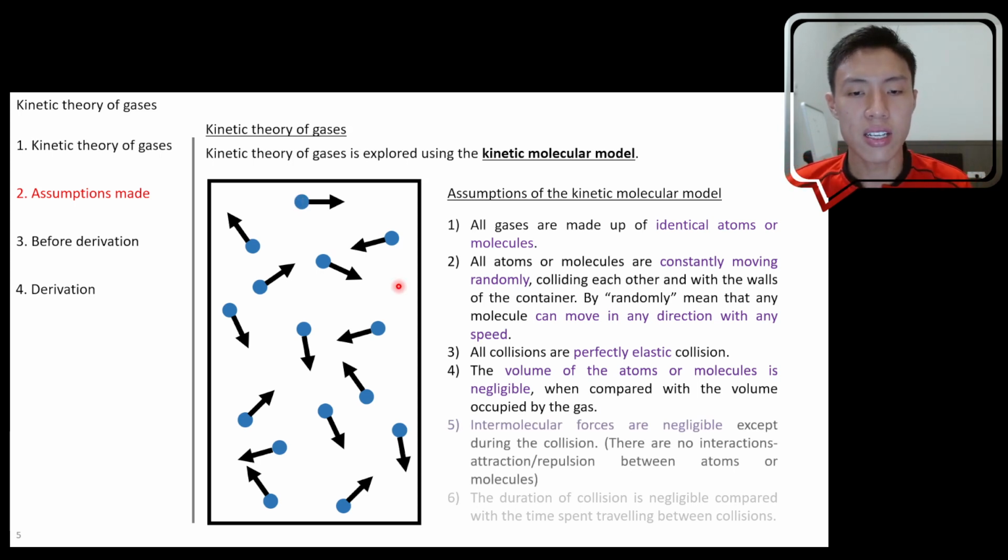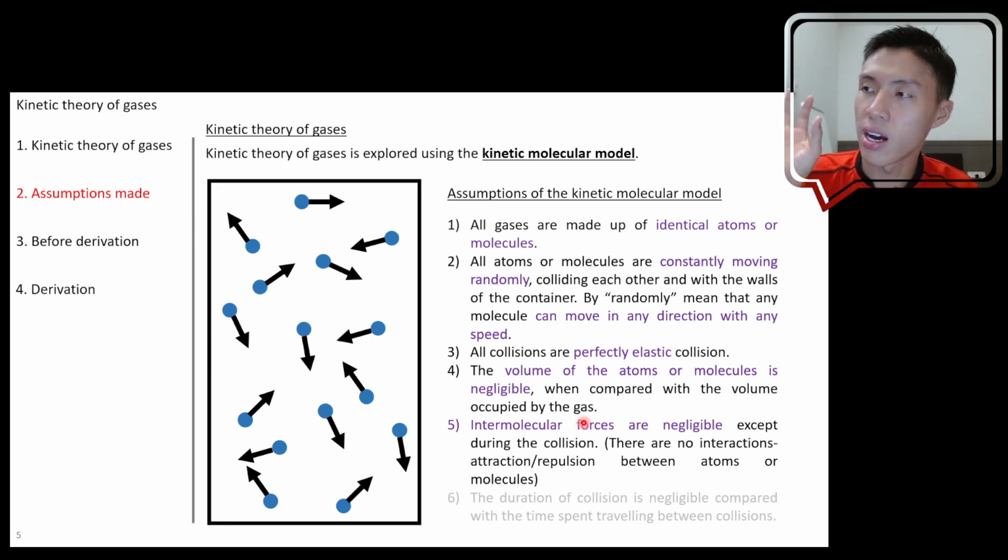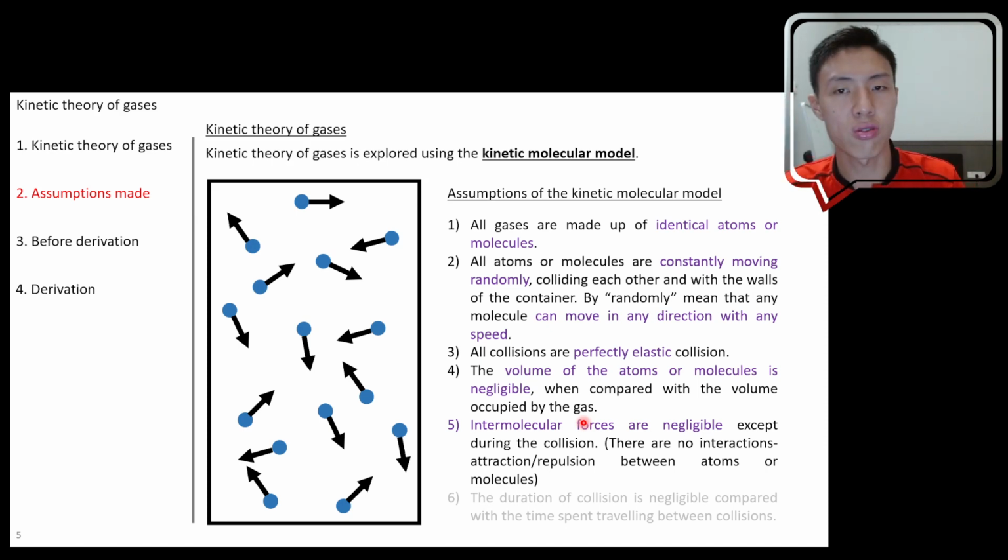Okay, next one, the intermolecular forces are negligible except during the collision. There are many types of intermolecular forces that we learn in chemistry. You learn about dipole-dipole, you learn about London forces. All these kinds of forces act between molecules. You have one hydrogen molecule and another hydrogen molecule. Probably they have some interaction with each other, causing them to attract or repel each other.